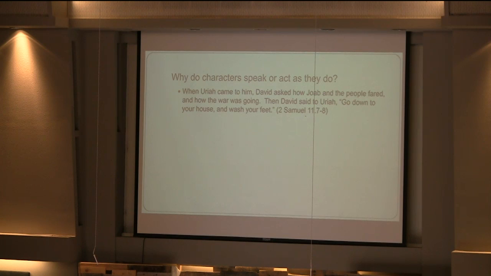if we ask the question, why do characters speak or act as they do? In 2 Samuel 11, where we have the story of David and Bathsheba, it's normally talked of that way, but I think we should say David, Bathsheba, and Uriah, for Uriah is a very important character. You remember what's happened? David has seen Bathsheba. Well, he's done more than see her, but you know what I mean. She has told him that she is pregnant, and then David tells Joab to send Uriah back to the palace.